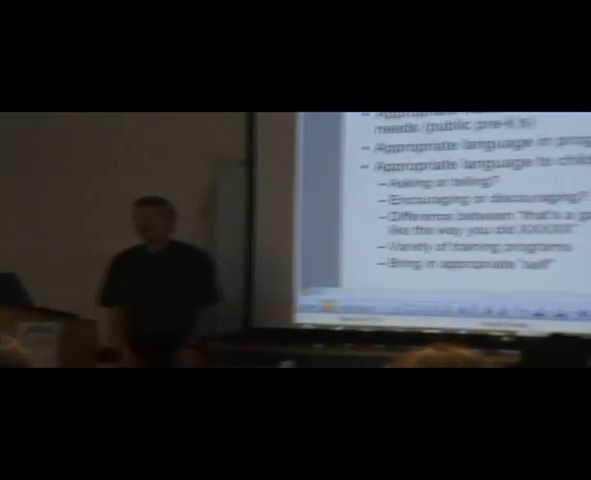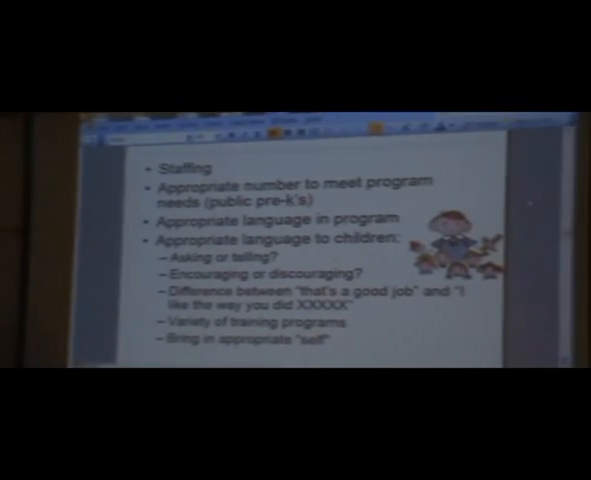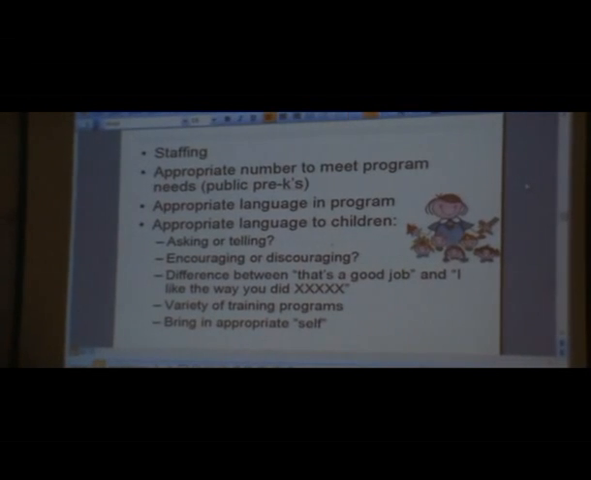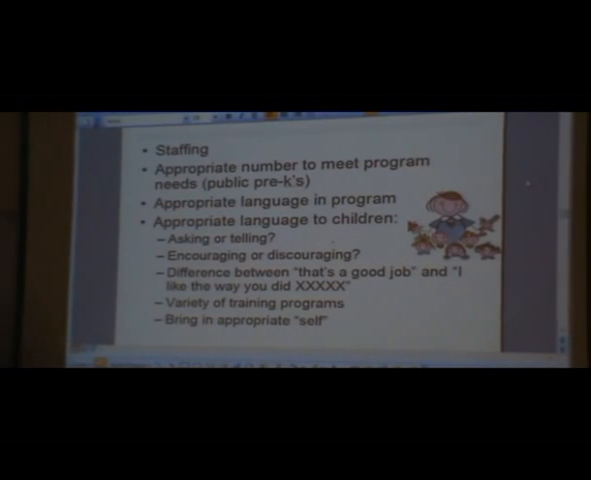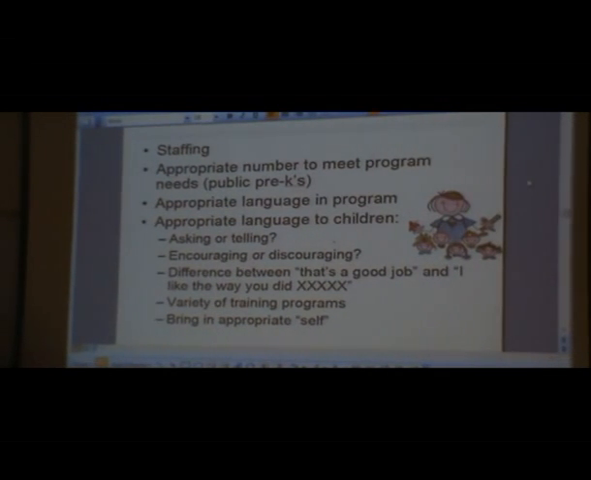Staffing, make sure you've got enough people, all right? You folks know your ratios according to state guidelines. How come public pre-Ks can do 1 adult to every 15 children? Best practice, they're saying 1 adult to 10. But for you guys, it has to be 1 to 6 or 1 to 7.